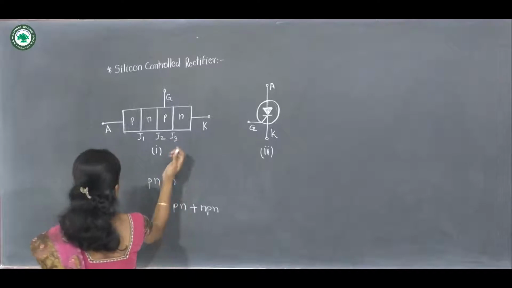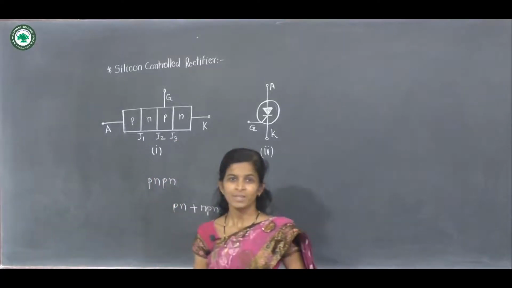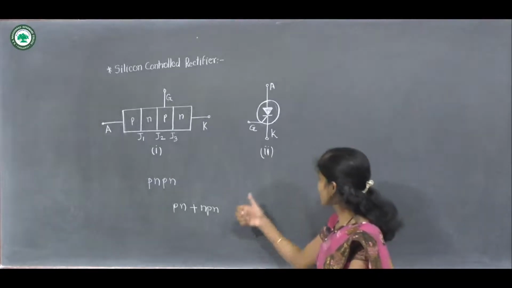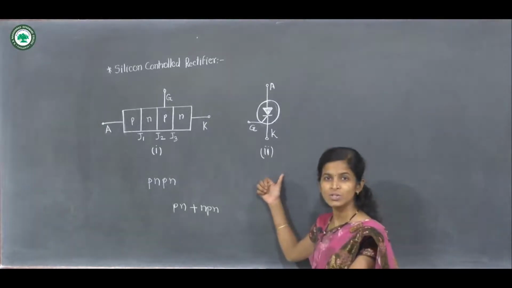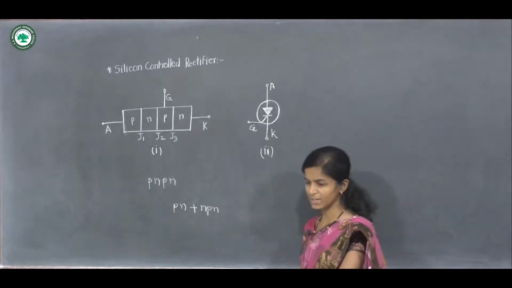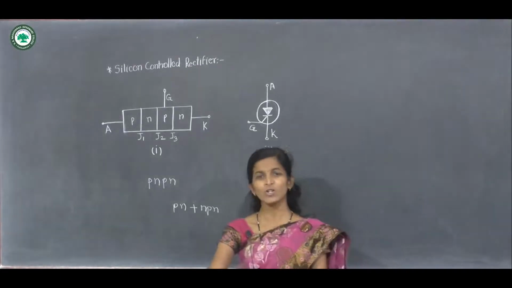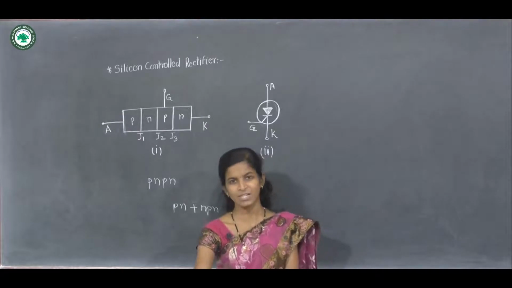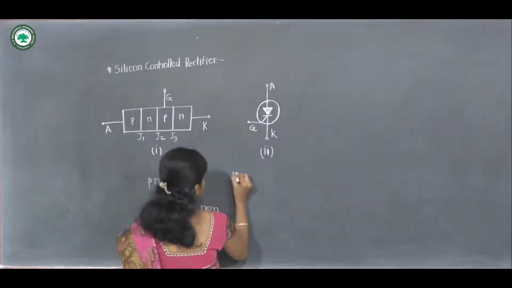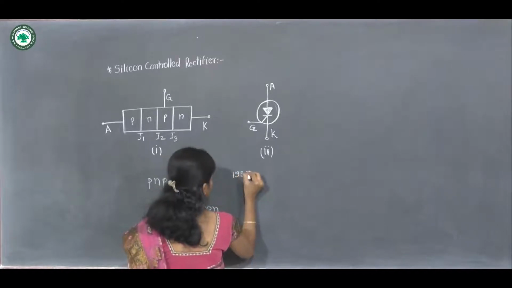So this figure 1 shows the construction of silicon controlled rectifier, and this figure 2 shows the symbol of silicon controlled rectifier. This silicon controlled rectifier was invented in 1957.